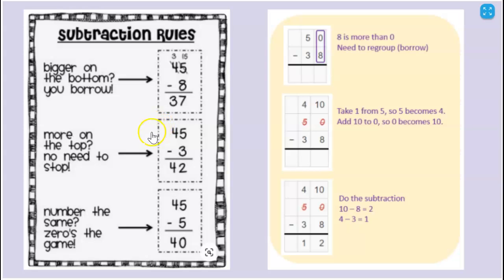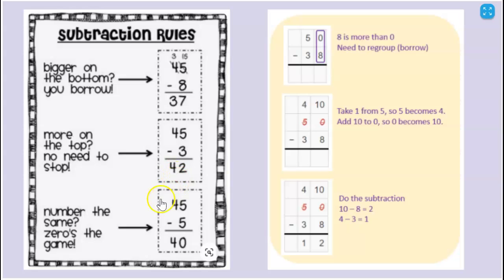More on the top, no need to stop. So again, if we look at our problem and we first look at our ones row, in this problem we see that 5 is bigger than 3. So if I walk into a pizza shop and they have 5 slices of pizza and I want 3, do they have plenty to give me? Yes, they do. So if I take away 3 of their slices, they only have 2 left. Then we look at the 4. The 4 minus 0, right? There's nothing there, so that's 4. So your answer is 42.